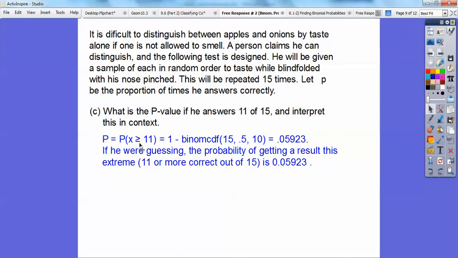So if he were guessing, the probability of getting a result this extreme, 11 or more correct out of 15, is 0.05923, which is not quite 6%, but it's over 5% right there.